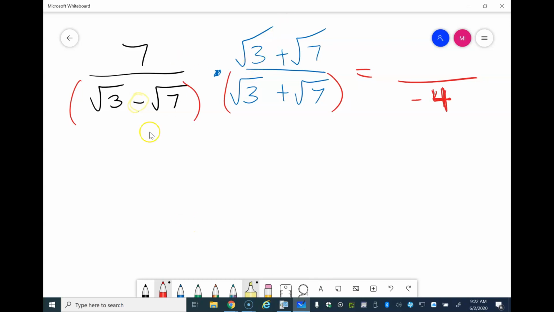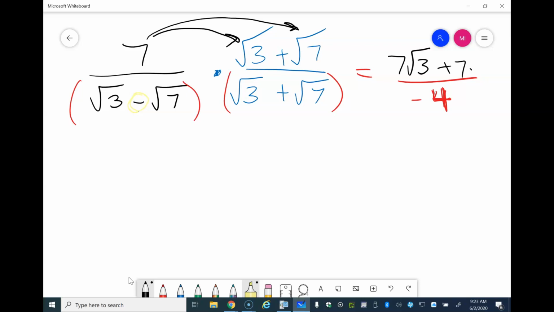And now for the top part, we're going to do what is called the distributive property. So we do 7 times this square root of 3, which is going to be 7 square root of 3. And then we're going to do 7 times here. It's going to be plus 7 square root of 7. Now notice I did not multiply this 7 times the 3 to make it 21. The rule is you have to have a square root in order to multiply the two square roots together.